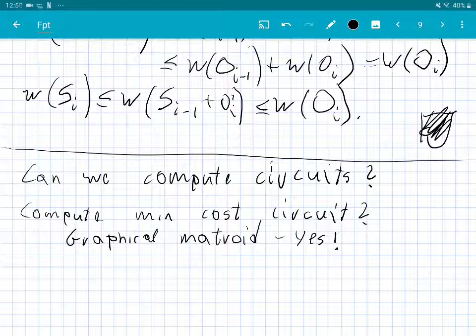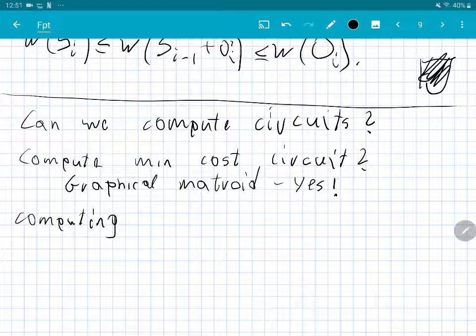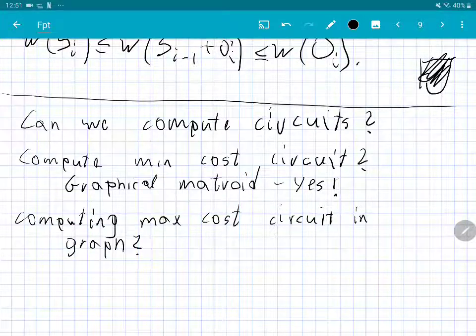It's definitely polynomial. Okay, but on the other hand, computing the maximum cost circuit in a graphical matroid, well, what is it, right? If you think about it, if we set it up in the right way, this is just going to be computing a Hamiltonian cycle, right? And so this problem is in fact NP hard, right?